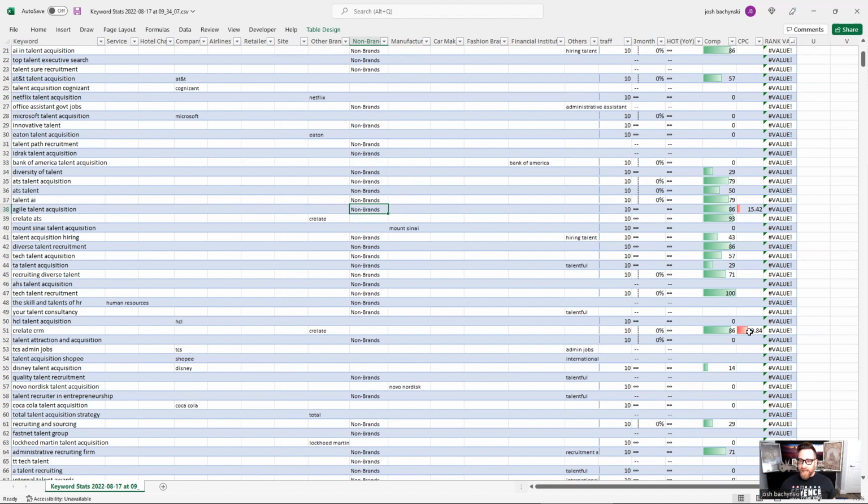Here also we have, although it doesn't give us how hot it is, people are bidding $50 and there's 86% competition on Crelate CRM. And it does know the brand is related to Crelate. The other brand is Crelate. So this is interesting from the sense that it's like, okay, there's stuff going on here.